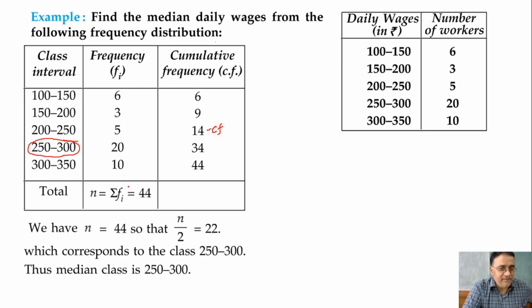And F is the frequency of the median class. The median class is 250 to 300, so its frequency is denoted by F. And H is the class size. What is the class size of this class? 50. Right. And what is the lower limit of this class? 250. That is the value of L.